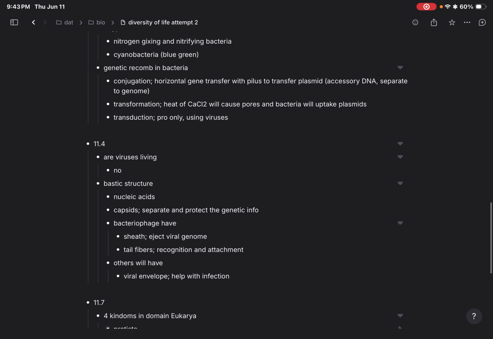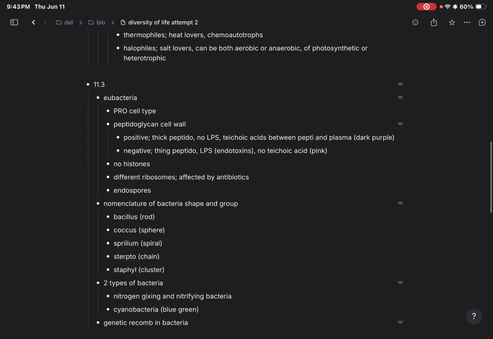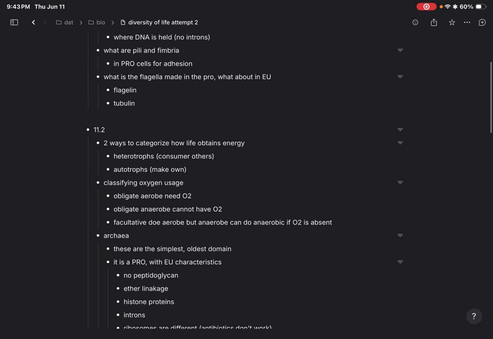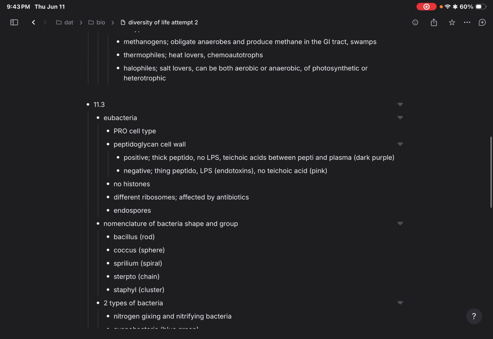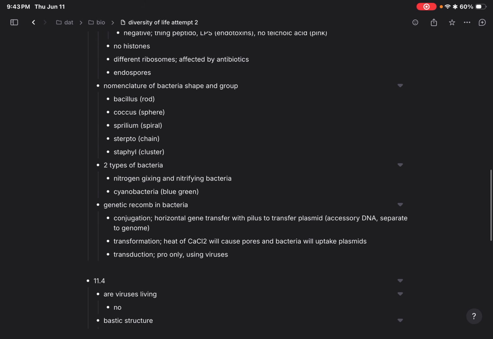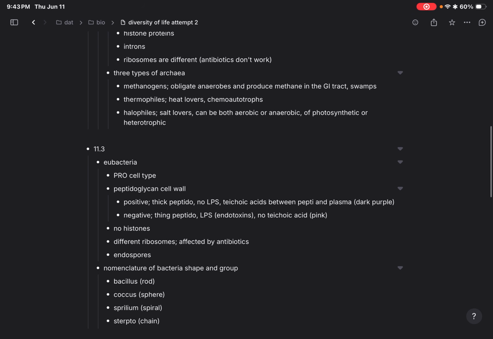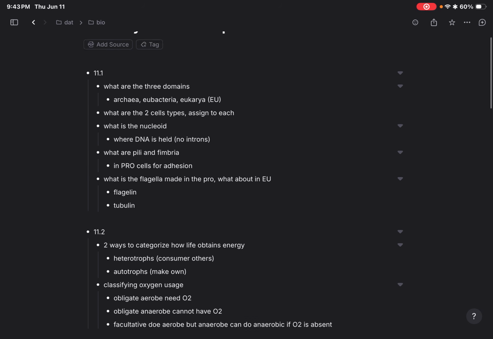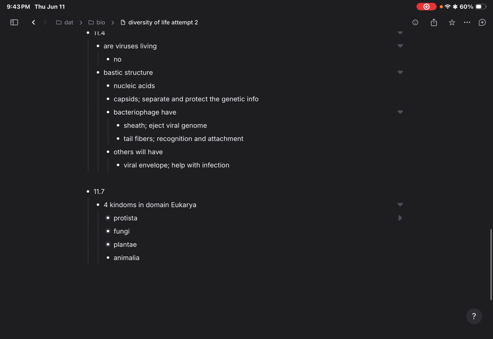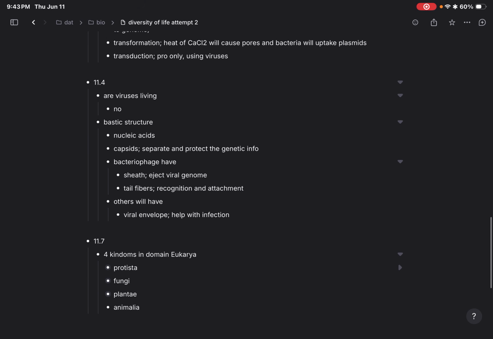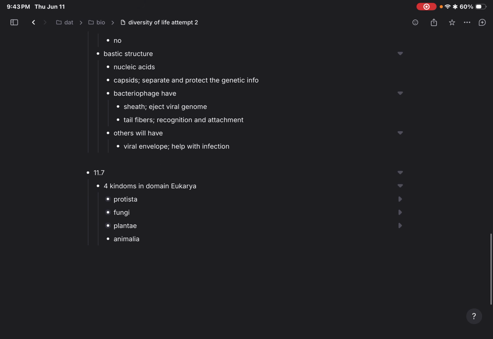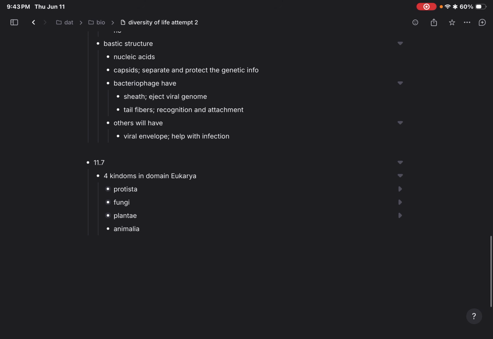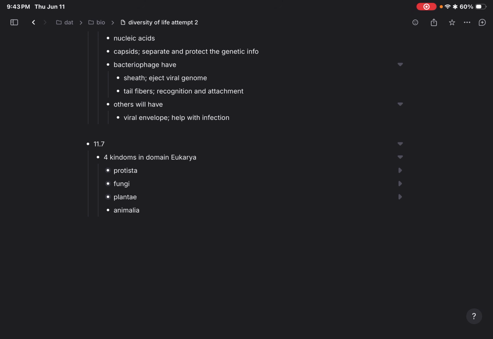So now we've finished going over the domains. We have archaea, eubacteria, and now we have eukarya. We're going to be looking over the four main kingdoms of eukarya. So remember, dear King Philip: domain, and now we're looking at kingdom of eukarya.